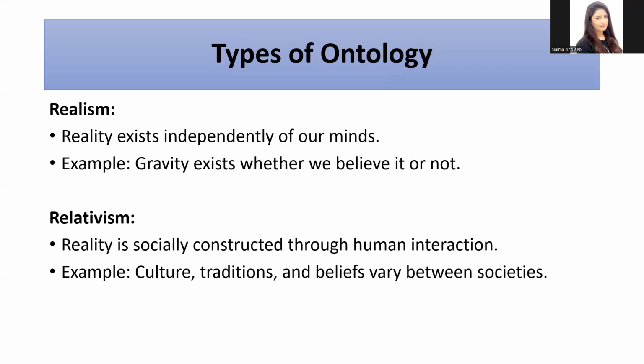Then there are two types of ontology, realism and relativism. We are now discussing realism. Reality exists independently of our minds. Let's suppose you are believing that the sun rises from the east and sets in the west. It's your reality. It exists in your mind.